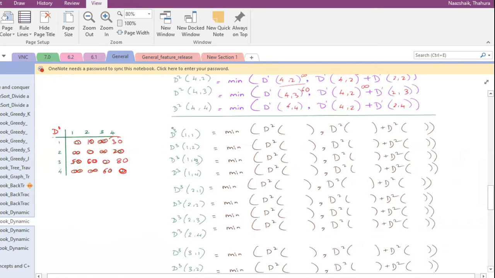I'll say here D3. This means K is in the middle. So what does this mean? I can have 1 to 1, or I can go via 3 in between and go to 1. Here k is 3. So I can go directly, or I can go through 3 as my intermediate vertex and from there go to 1. I'll expand this.